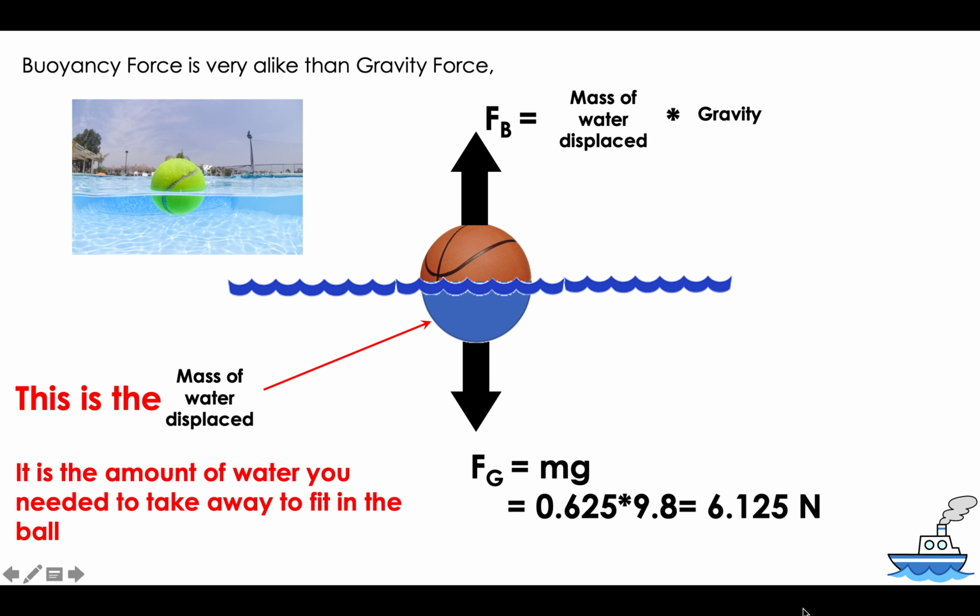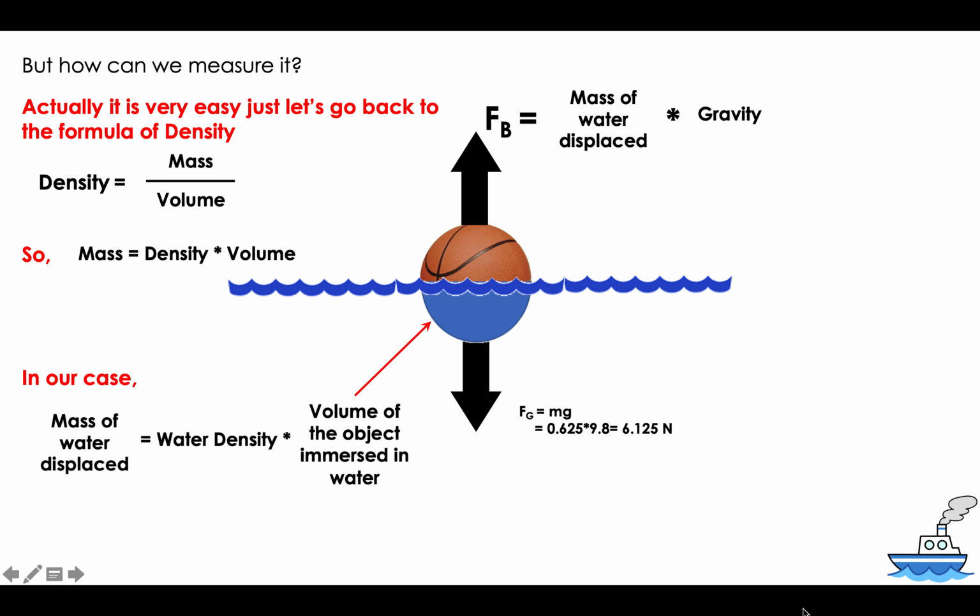Now, the mass of water displaced is the water that you need to take out to fit the ball in that fluid. But how can we measure it? Actually, it's very easy. Let's go back to the formula for density. Density, if you remember, is mass divided by volume. The mass is what we are looking for, so the volume that is dividing passes multiplying to the other side, and we have that mass equals density times volume.